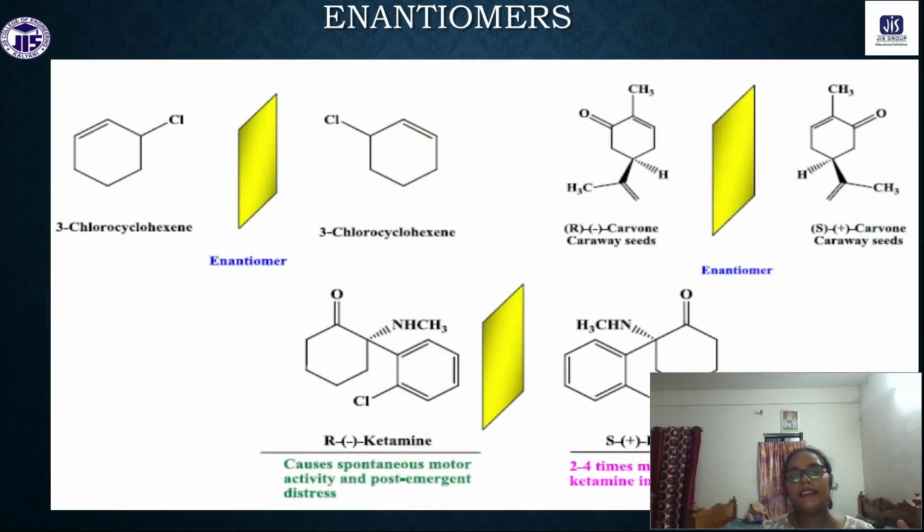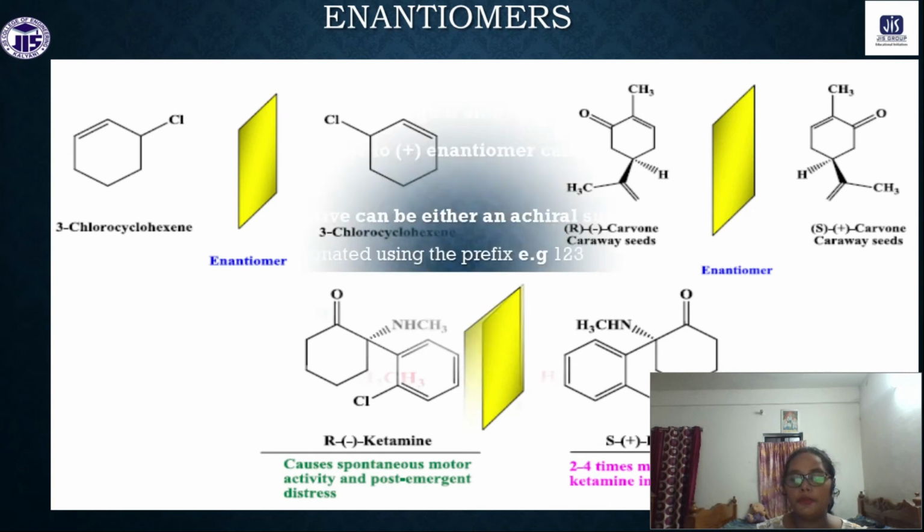Again, this is chlorocyclohexane, carbon, and next we have ketamine. These are some examples where we can see that the mirror images are not superimposable, and that is why they belong to the category called enantiomers.